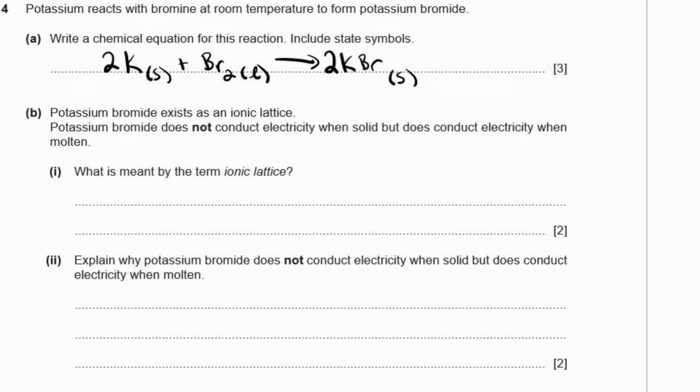B. Potassium bromide exists as an ionic lattice. Potassium bromide does not conduct electricity when solid, but does conduct electricity when it's molten. So 1. What is meant by the term ionic lattice?